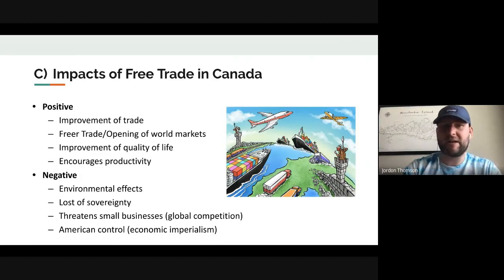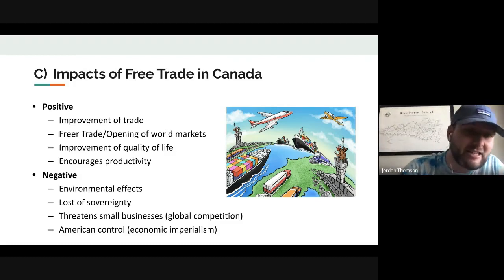Okay, so a couple examples here of free trade in Canada. So positive, it's improvement of trade, right? You can get different, cooler stuff from different places, similar to the Silk Road back in Unit 2, right? The idea that you could get a resource or something new from another place and have it where you are is awesome. So freer trade, opening of world markets, same kind of concepts there. Improvement of quality of life: I guess if I get my sneakers from Paris and it makes me happy, that makes my quality of life better. And it encourages productivity.